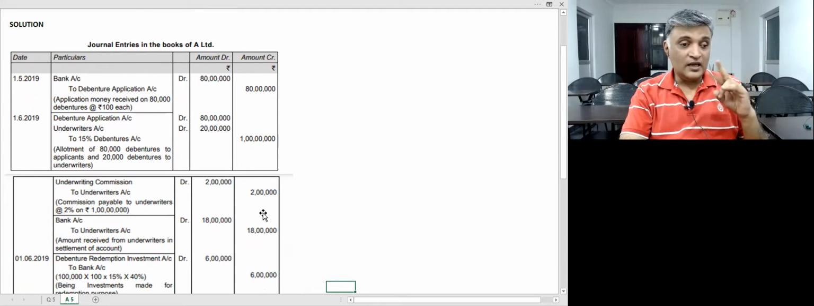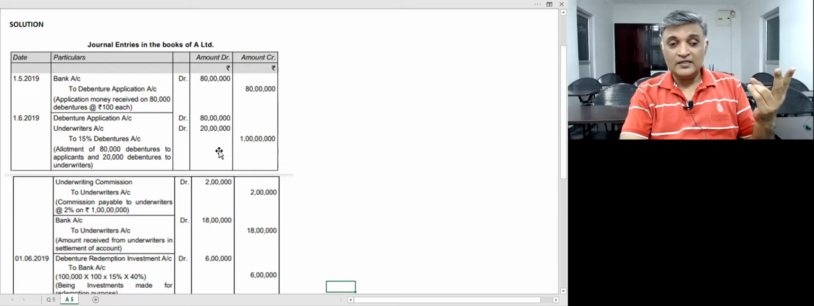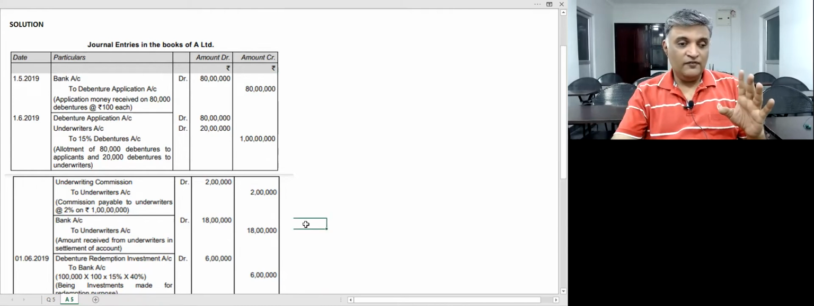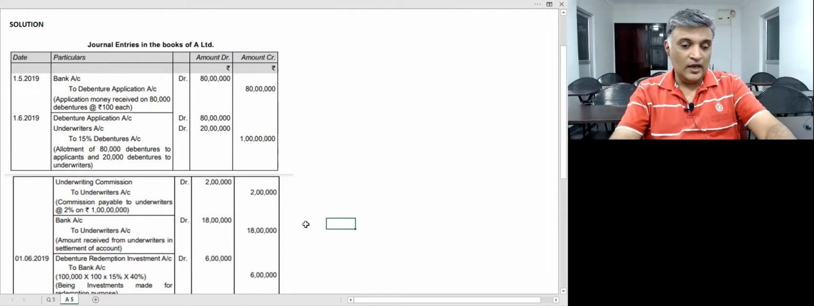Now, what is the remaining amount? Underwriters, they have to pay us 20 lakhs. We have to pay them 2 lakhs, which means when you net off these two, the balance is 18 lakhs. That 18 lakhs, the underwriters have to pay the money to the company. So bank account debit to underwriters account 18 lakhs. So this is nothing but the difference between 20 lakhs and 2 lakhs.